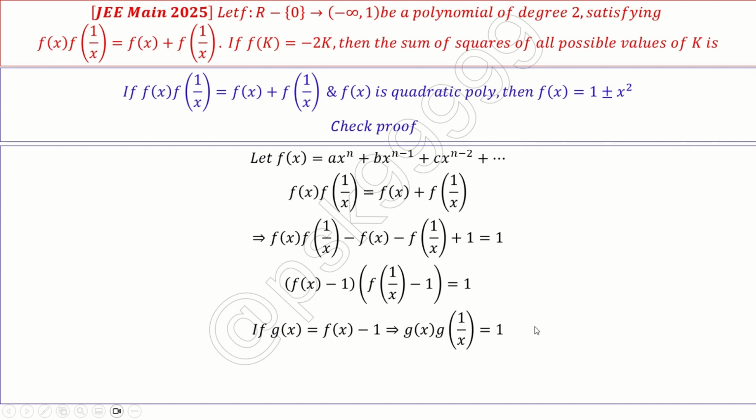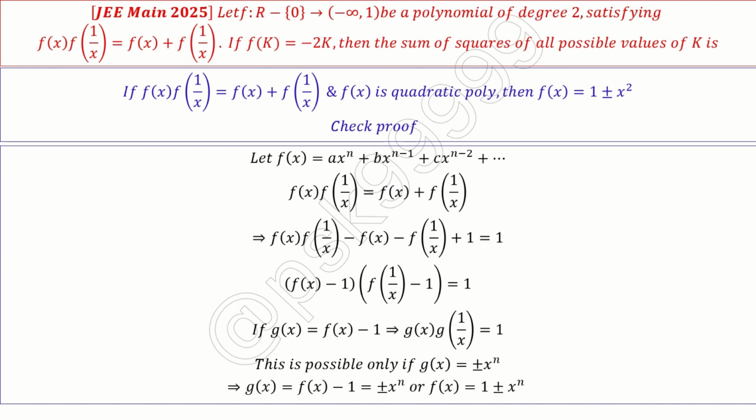This is possible only if g(x) equals plus or minus x to the power of n. Only in this condition it is possible. Any other case is not possible. So g(x) equal to f(x) minus 1, which is equal to plus or minus x to the power n, or f(x) equal to 1 plus or minus x to the power of n. Because it is quadratic, n is 2, so f(x) equal to 1 plus or minus x square. Hope you understand this proof.